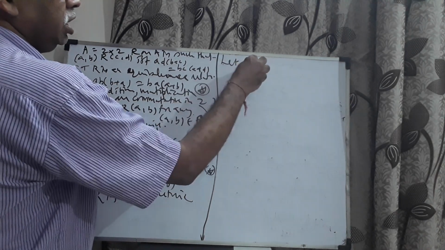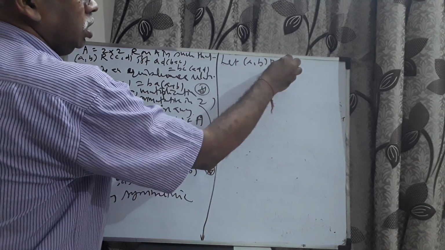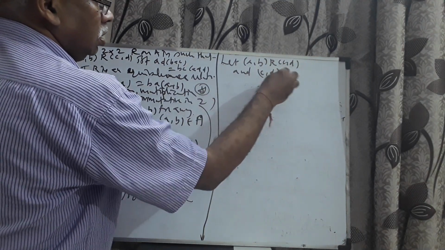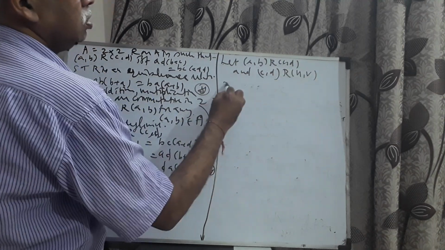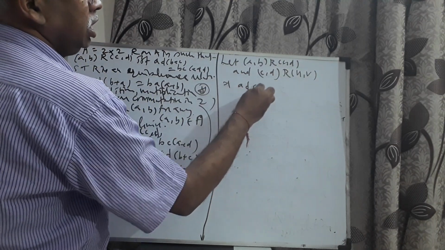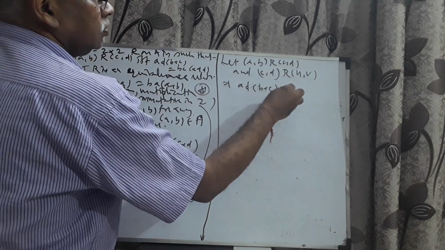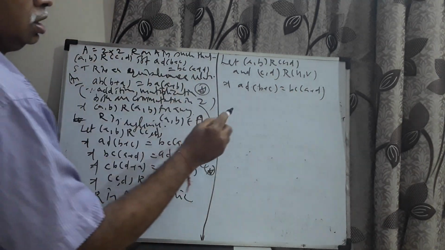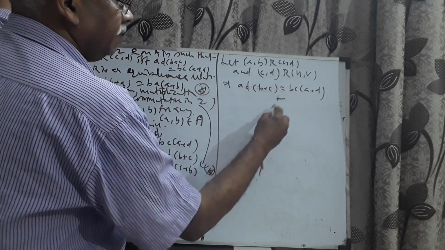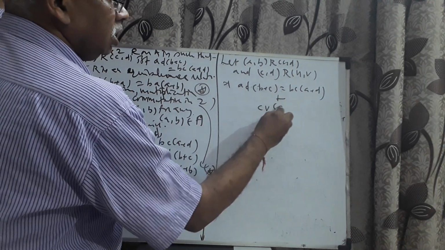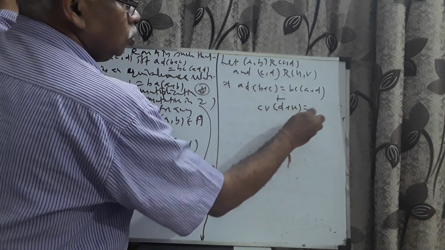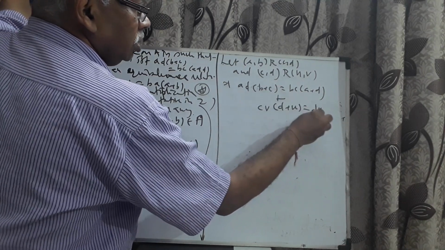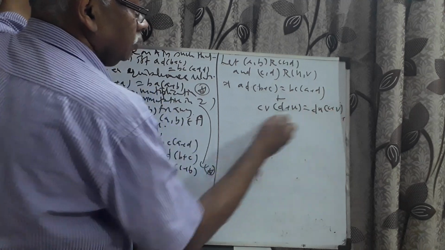Okay, let A comma B or C comma D and C comma D or U comma V, which will imply AD into B plus C is equal to BC into A plus D, and also I will have CV into D plus U to B is equal to DU into C plus V.